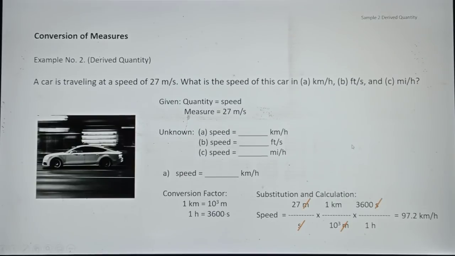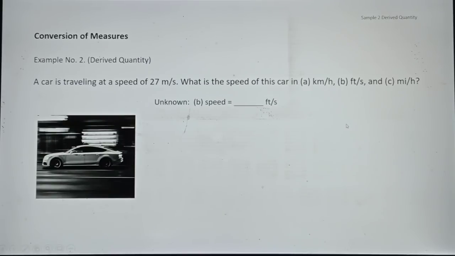So, with this result, that 27 meters per second is equal to 97.2 kilometers per hour, how many kilometers per hour are there in 1 meter per second? Okay, this will serve as one of your assignments. Now, let's proceed to letter B.